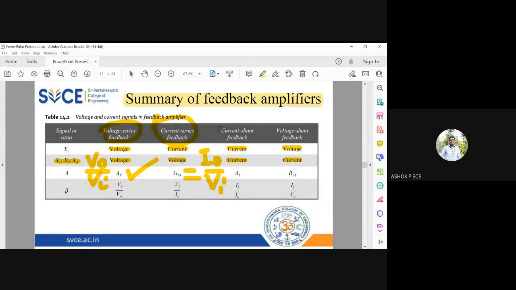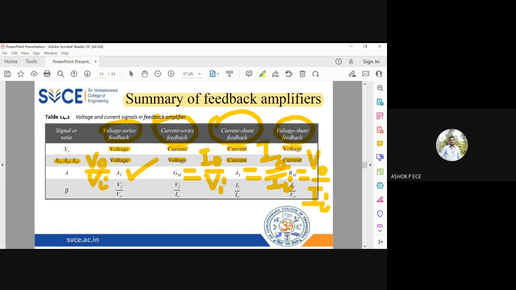Current shunt feedback is a conventional current amplifier. So I'll be measuring what is called current gain. Current gain is given by I naught by II. It's a current amplifier. And last one, voltage shunt. It is a transresistance amplifier. So RM, you will find RM is equal to V naught by II.